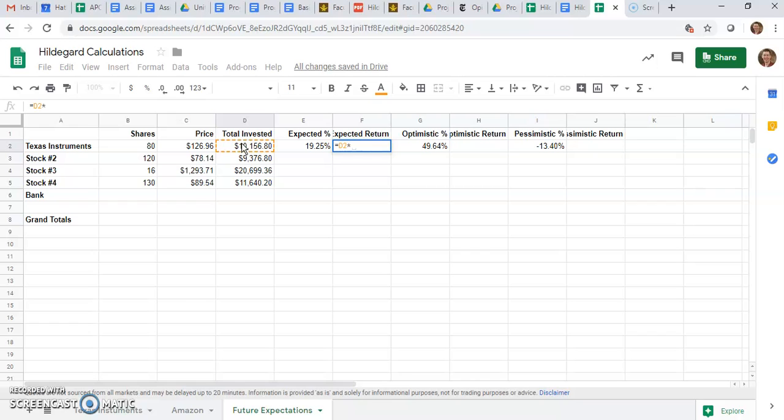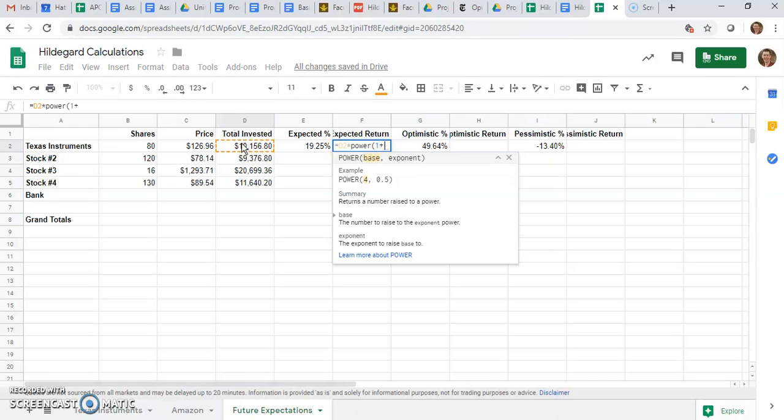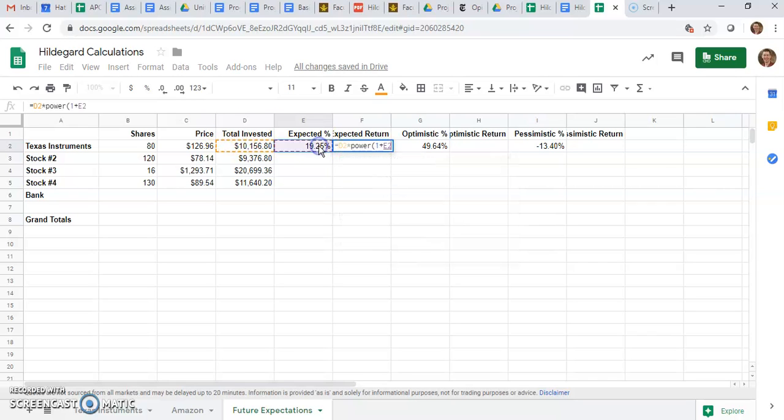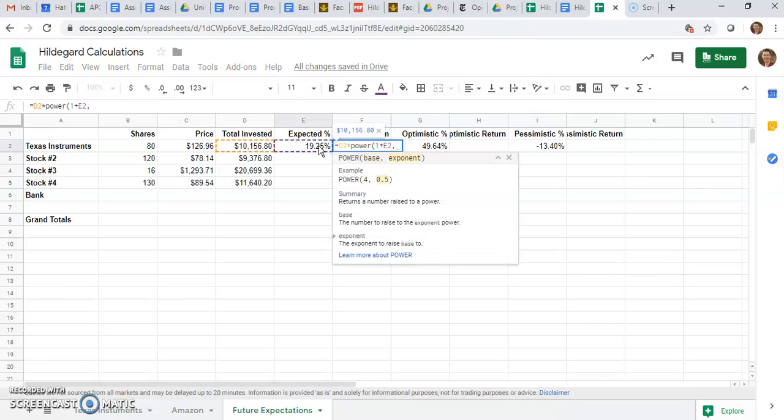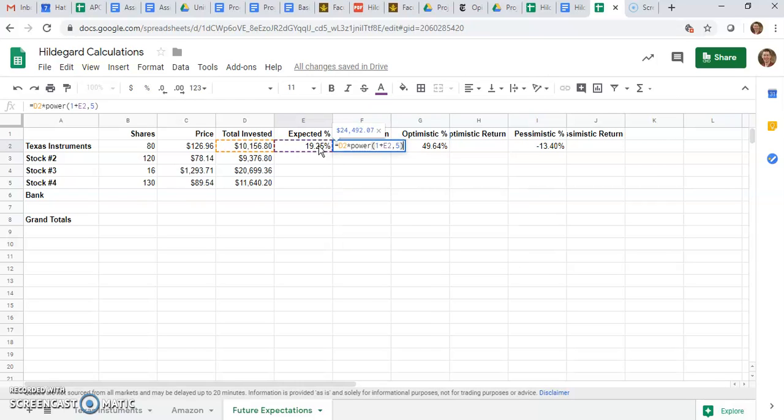Times the power. And what we're going to take to the power is 1 plus the rate. That's 1 plus the rate. And take that to the 5th power. So comma 5. So equals the starting amount times the power of 1 plus the rate, and we're going to take the 5th power to go 5 years into the future.